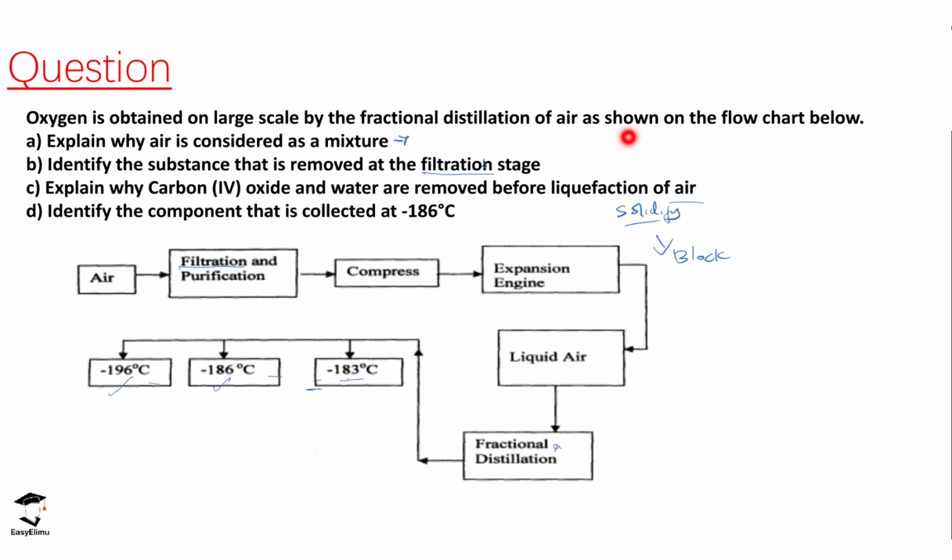And we have an acronym to help you remember how they are collected. It's called NOW. There is nitrogen, argon, and oxygen. So this is negative 196, negative 186, and negative 183. So those are the temperatures.